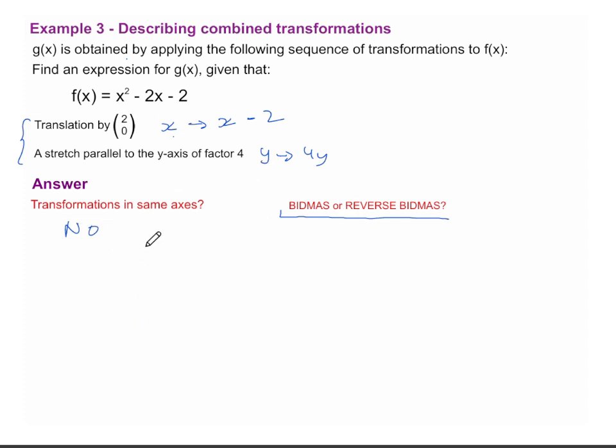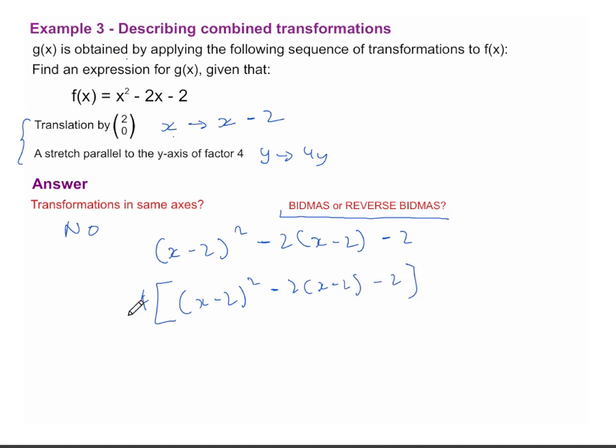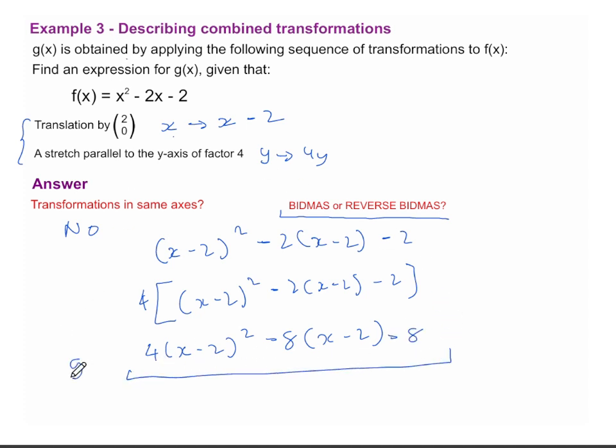And so we can just apply this straight away, where x is becoming x minus 2 first. So x minus 2 squared minus 2 times x minus 2 minus 2 at the end. Then what we would do is multiply that entire thing by 4. And so we end up getting 4 of x minus 2 squared minus 2 times x minus 2 minus 2. Then we can open out the brackets and all that. We end up getting 4 of x minus 2 squared minus 8 of x minus 2 minus 8. And that's going to be our g of x.